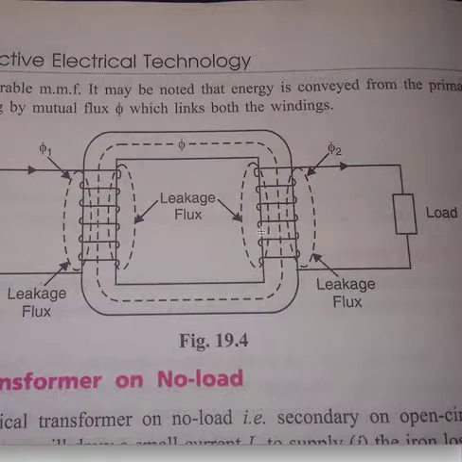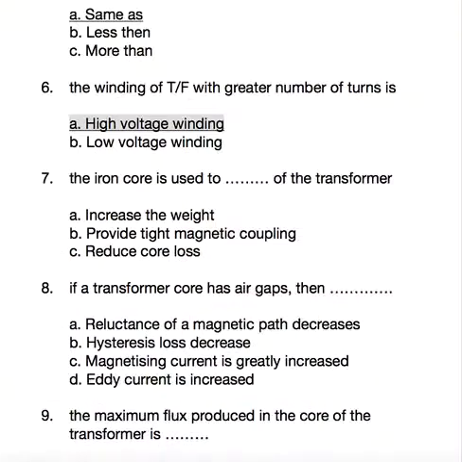If we remove this core and only windings are present, consider the flux is linking with the secondary winding, but there is no iron core. Then what will happen? The air will act as a high resistance to the flux compared to the metal. Metal acts as a low resistance, whereas air acts as a high resistance. So we can say that the iron core is used to increase the magnetic coupling capacity. For that, the iron core is used. So it is used to provide a tight magnetic coupling. Answer.